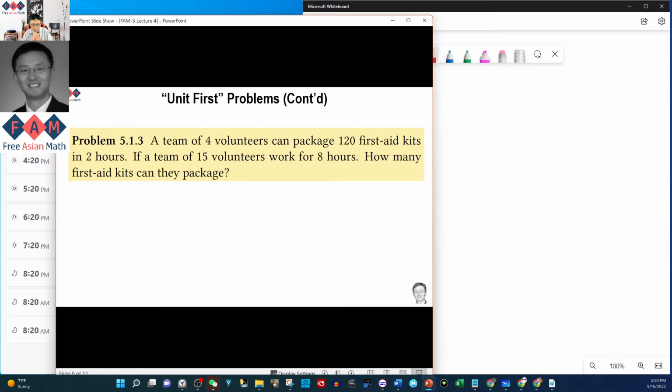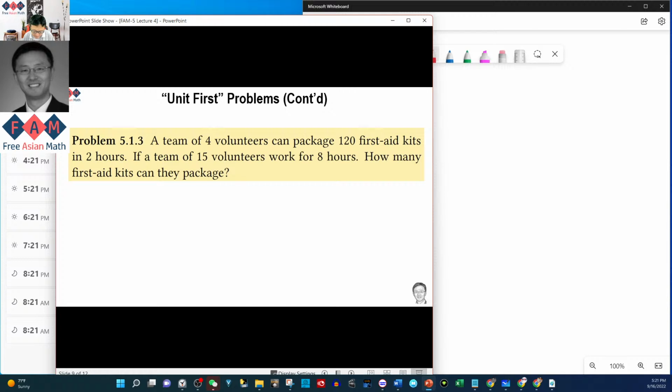So this is a more complicated problem, but fundamentally it's still the same concept. Now, we have a team of 4 volunteers. They can package 120 first aid kits in 2 hours. Look, this statement is considerably more complex than some of the statements we just saw in the last 2 problems. Now, the question is, if a team of 15 volunteers work for 8 hours, how many first aid kits can they package?